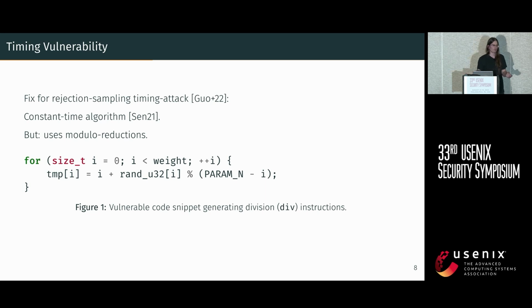Well, supposedly. They implemented a constant time algorithm invented by Nicolas Sendrier, but this algorithm uses modulo reductions. And here you can see a snippet of the updated code. Here we have 32-bit integers that are reduced modulo some constants. So these are constants known at compile time. And in principle, the compiler has the ability to convert these modulo reductions into constant time code using, for example, Barrett reductions. But in this case, because of this loop, it does not do so. And instead, it generates division instructions.